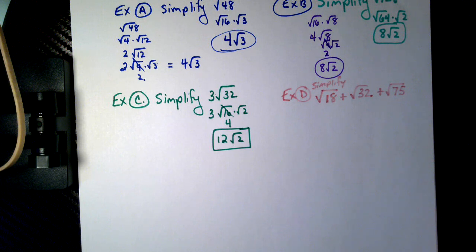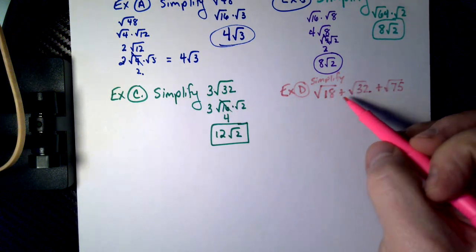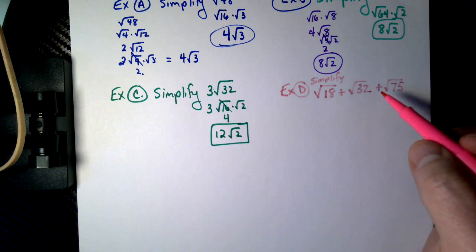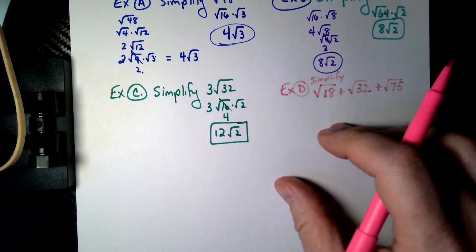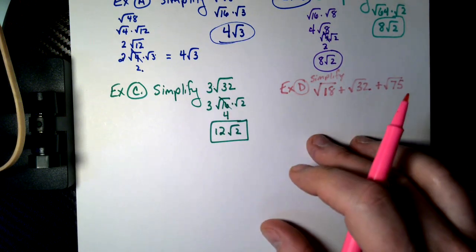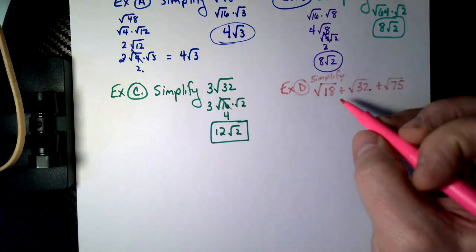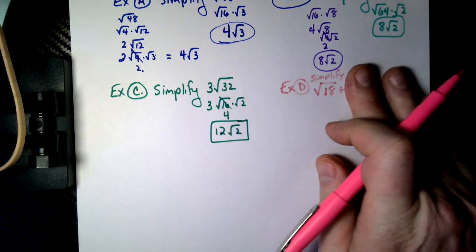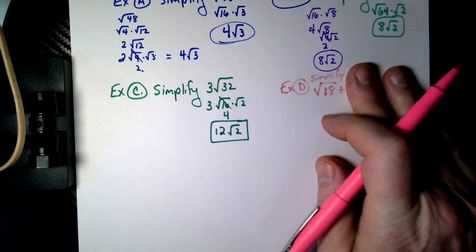Wrong. Dead wrong. We can't add or subtract radicals unless they're the same radicals. I can only add a square root of 2 with another square root of 2. I can only add a square root of 3 with another square root of 3. What you're going to do is simplify each one. They're going to be like their own individual problems.